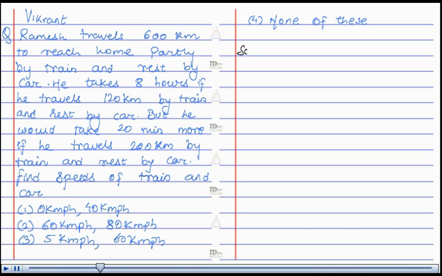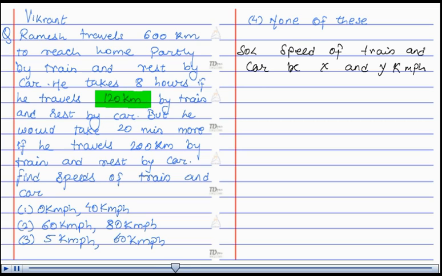The solution is, let us assume the speeds of train and car be x and y kilometers per hour. So we can frame the first equation as, the question is, he has taken 120 kilometers to travel by train in 8 hours. So we can frame the equation in terms of time, taking the total distance, that is 120, upon the speed of the train, that is x we have assumed.